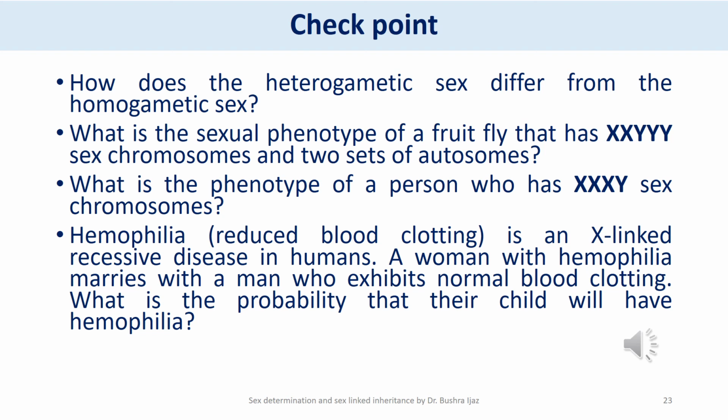And last but not least, you have to solve this problem. Let me just explain that to you. It's about hemophilia, which is reduced blood clotting. It is an X-linked recessive disease in humans. The question is: a woman with hemophilia marries a man who exhibits normal blood clotting. What is the probability that their child will have hemophilia? So you have to study them, and I'm going to discuss these questions with you in the class. So good luck.